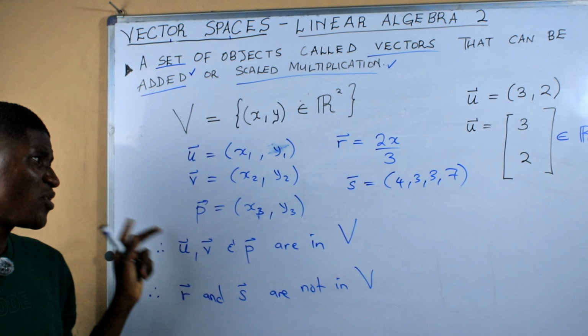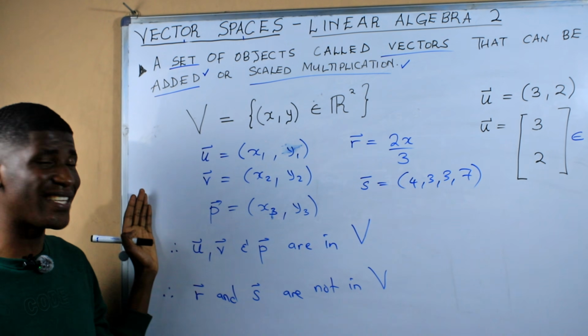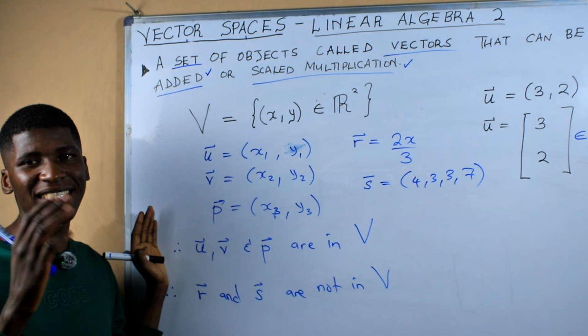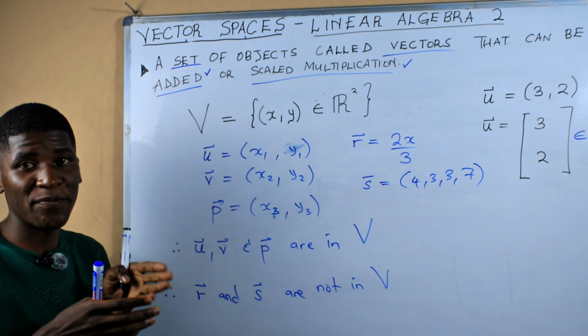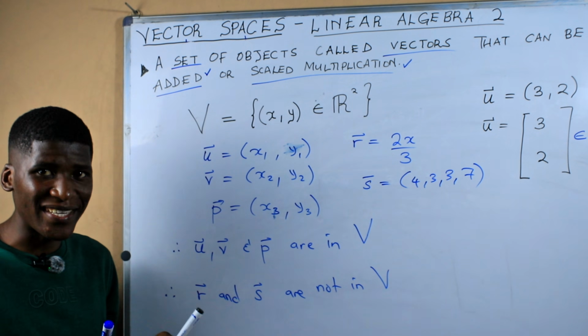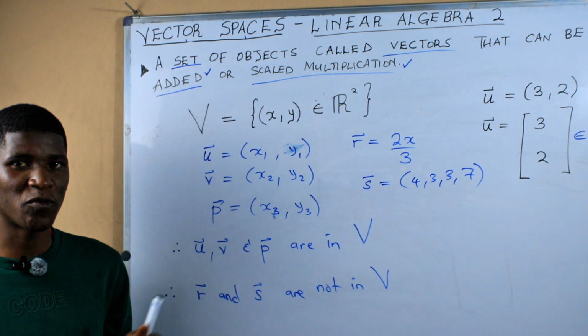So now, just to tell you, for you to say that a vector space is a vector space, there are 10 axioms, or 10 rules, that you are supposed to satisfy.